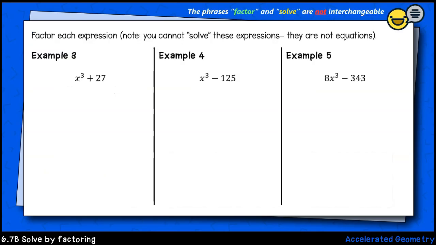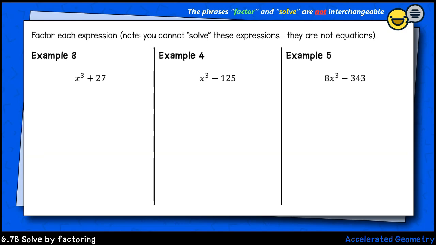For these remaining 3 examples, we are just factoring, not solving. I want you to be very intentional about reading the instructions and distinguishing between the two. Factoring means rewriting an expression in an equivalent form. Solving, on the other hand, requires that you have an equation, meaning a comparison between a left-hand and a right-hand expression, and you're finding a specific value or values for x that make that equation true.